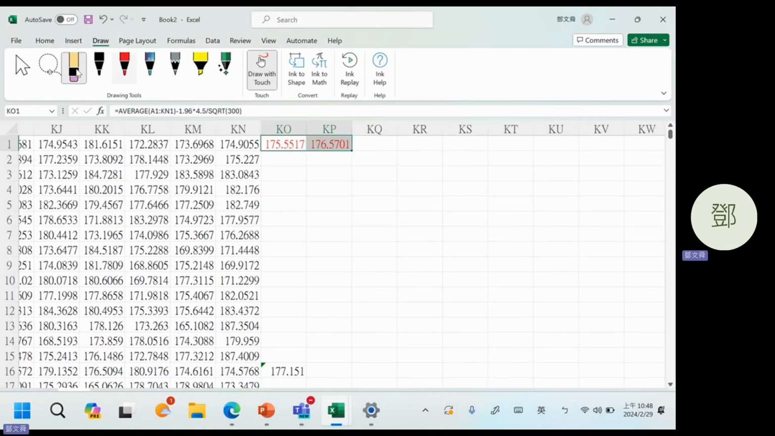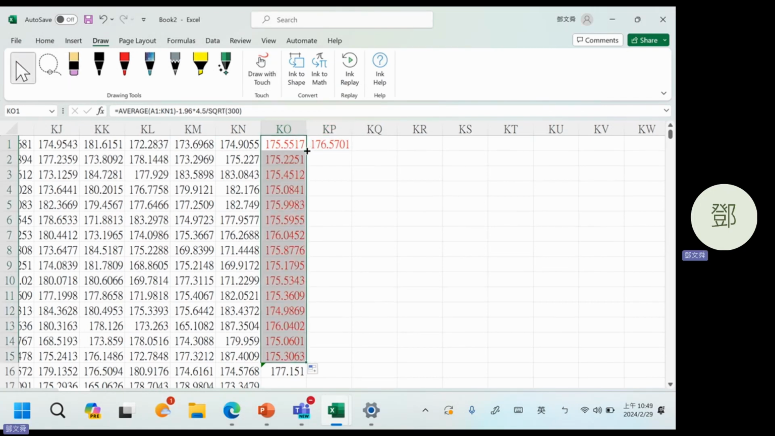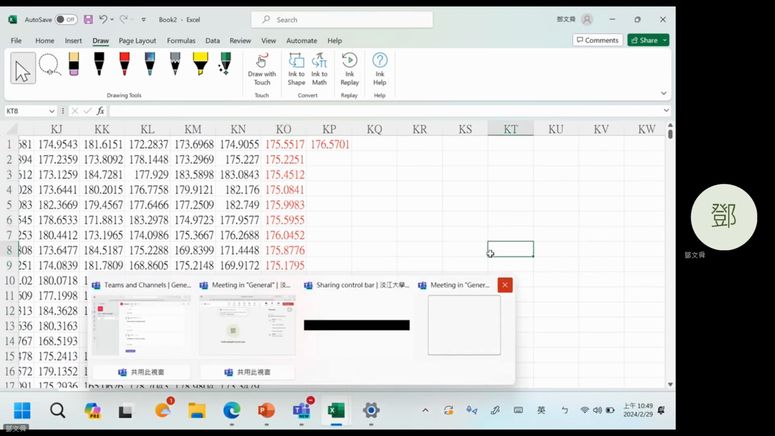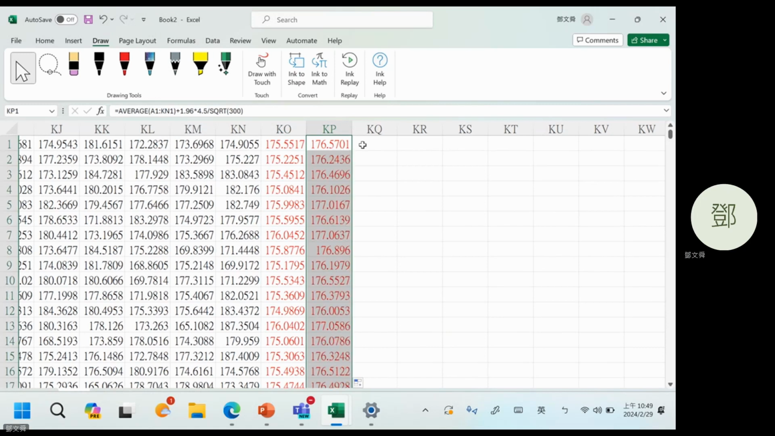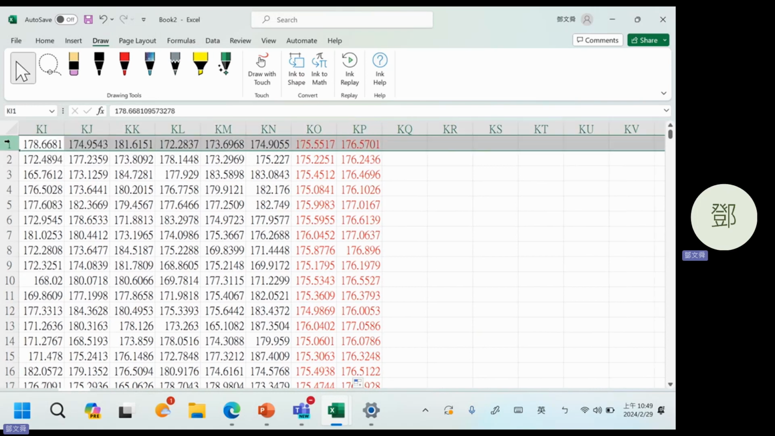And now double click. Now double click to finish the rest. Double click. Yep. And now this is the first sample and the first confidence interval. All right. And now I'm going to determine whether this confidence interval covers the true value of the mean.